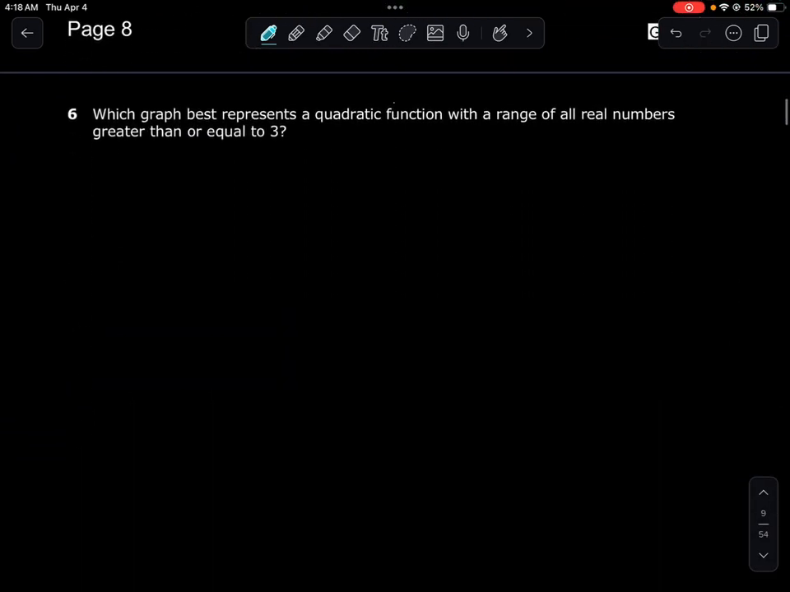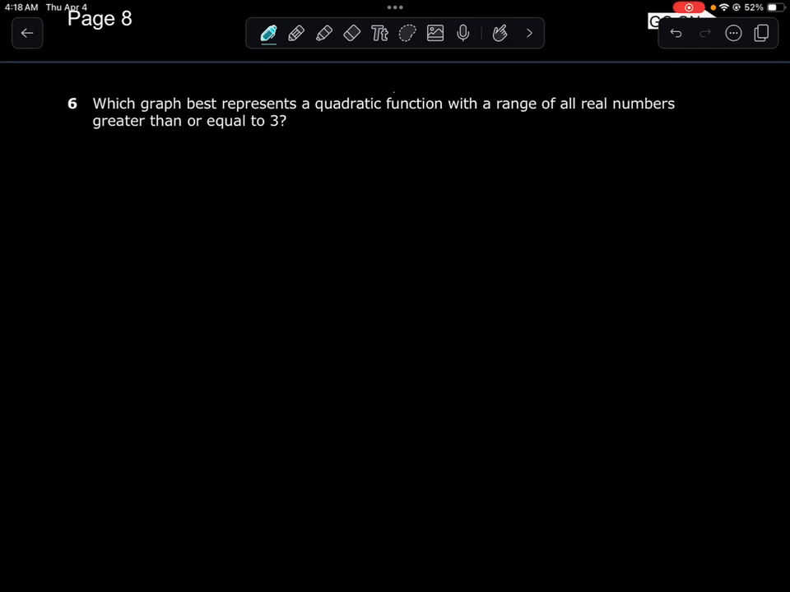Let's go to this one. Here we have a question mark, so let's read it. Which graph best represents a quadratic function with a range? Okay, here's a keyword, range, of all real numbers greater than or equal to, and then I have a key number. Now, these questions are very frequent. They involve domain and range. We have domain, the symbol is D. Range, the symbol is R.